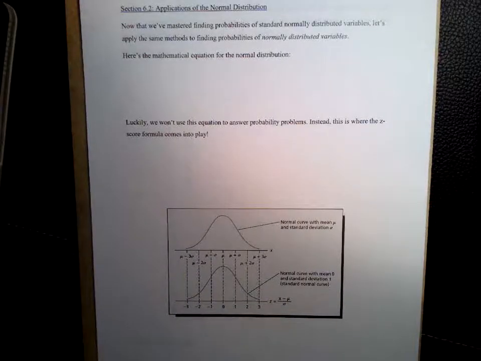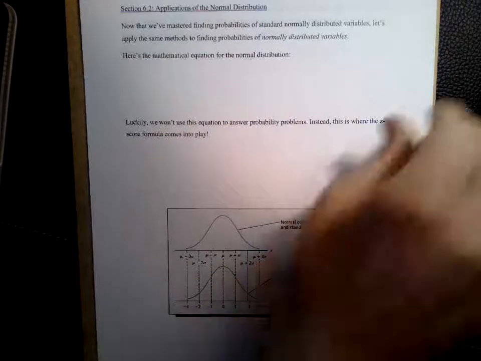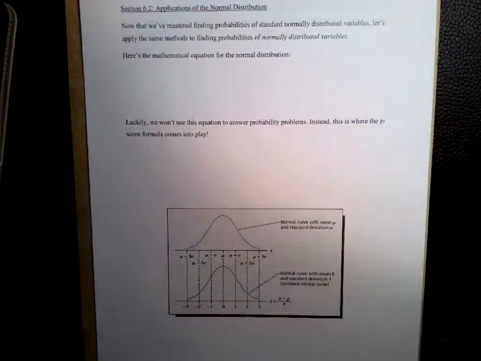Hey everyone, so we just finished up with section 6.1 and now we're going to move on to 6.2, which is about applications of the normal distribution. So now that we've mastered finding probabilities of standard normally distributed variables in section 6.1, let's apply the same methods to finding probabilities of just normally distributed variables.